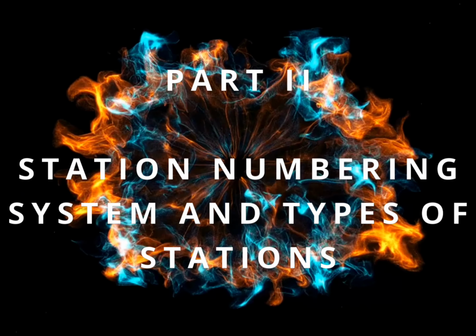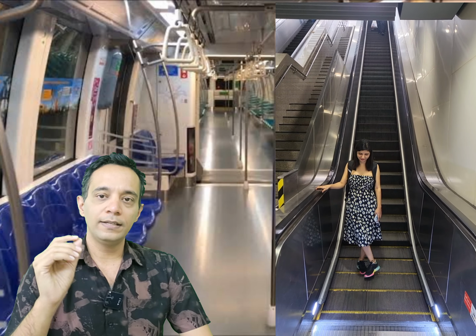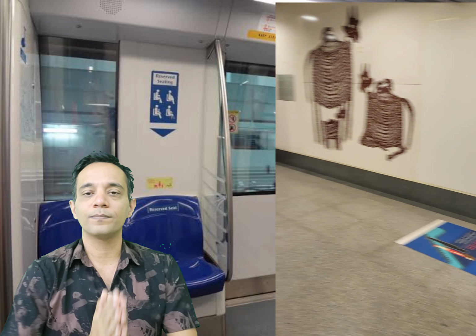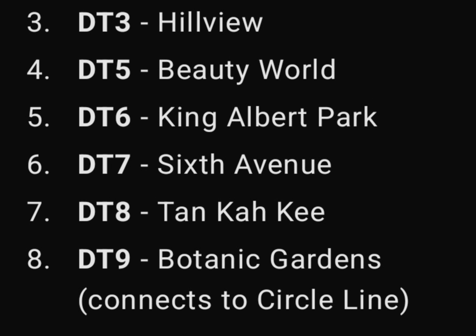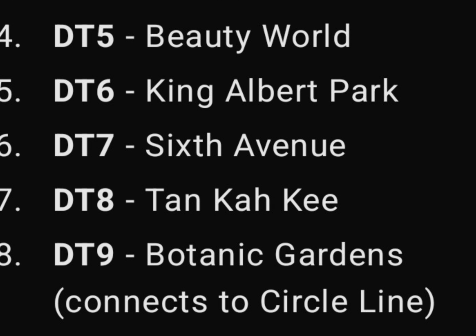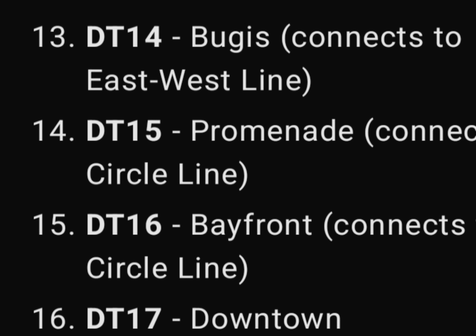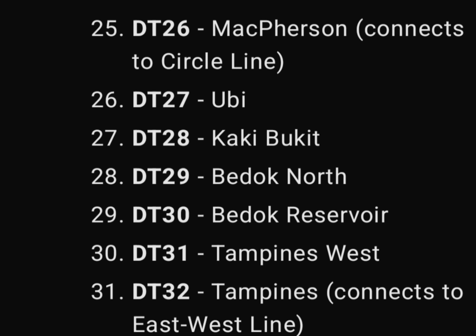Part 2, Station Numbering System and Types of Stations. Now, each station has a unique numbering system to help you navigate. Each line uses an abbreviation and then numbers the stations sequentially. For example, on the Downtown line, you will see stations like DT1, DT2, DT3 and so on. This system makes it very easy to find your way around since you can just follow the numbers along each line. It's super helpful if you are following a map or listening to announcements in the station or on the train.